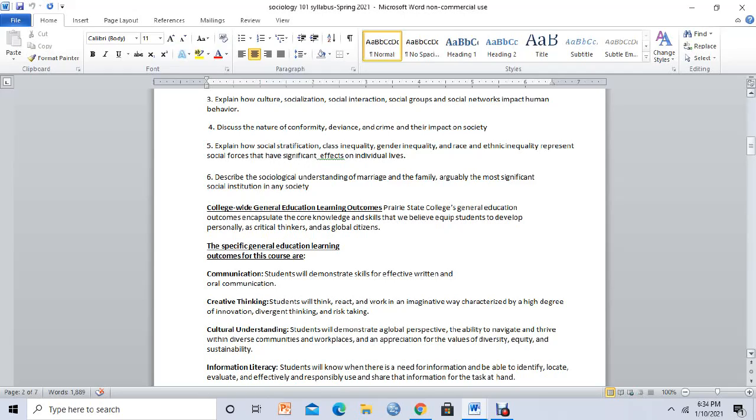We had different forms of social groups and social interactions as well. Number 4, you discuss conformity, deviance, and crime and their impact on society. We also, number 5, explain how social stratification and inequality, as far as class and gender, race and ethnicity, of course, that inequality represents social forces, however, it has significant effects on individuals' lives. Number 6, describe the sociological understanding of marriage and family, which, of course, is one of the biggest social institutions in any society.